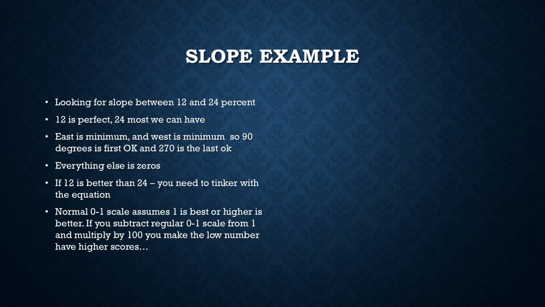Slope, same kind of thing, except in this example we're looking for between 12 and say 24%. At 12, everything's great. At 24, it's not as much great. So before we had east was the minimum and all that, now we've got to think of it in terms of slope. So if 12 is better than 24, you need to tinker with the equation. The same equation that you used for the 90 and the 270 and stuff with east and west minimums, it's not going to work. Why? Because as the slope increases, the values will increase with the normal 0 to 1 equation. You want the inverse of that. You want the 12 to be your highest score to decline as it increases. So you need to use that inverse scale.